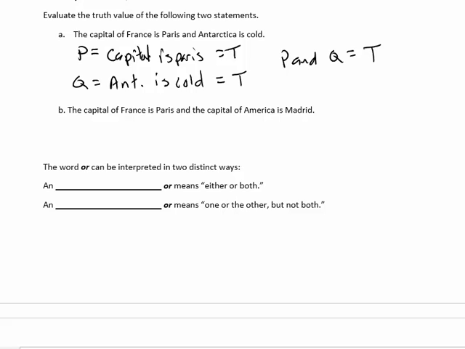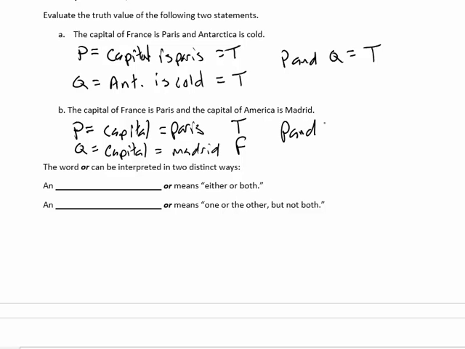All right, second statement: the capital of France is Paris and the capital of America is Madrid. Can I make that sentence valid? Well, our P is that the capital of France is Paris, which we already talked about in the previous example. And then our second statement, Q, is the capital of America is Madrid. So the Paris statement is true, but the Madrid statement is false. So P and Q together, they're not both true, so that's a false statement. I can't say both of those together.